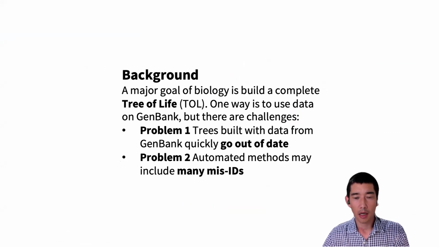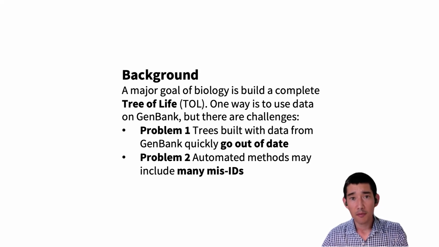A major goal of biology is to build a complete tree of life. One way to do this is to use data on GenBank, but there are some challenges with this. First of all, trees built with data from GenBank will go quickly out of date because of the rapid accumulation of data on GenBank. And secondly, automated pipelines may often incorporate misidentified species or other problems in the tree.